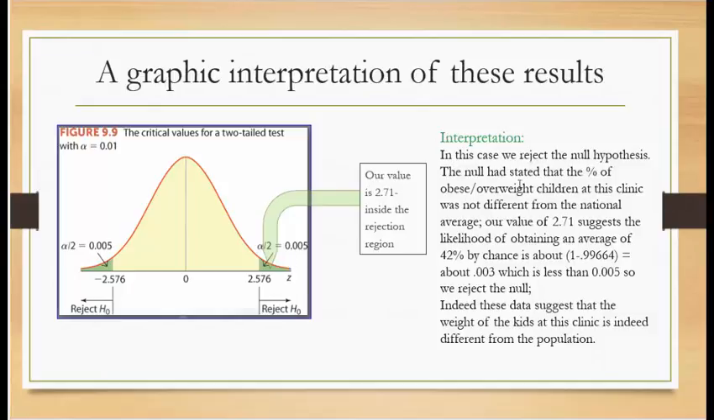Over here I wrote it out: in this case we reject the null hypothesis. The null had stated that the percent of obese children at the clinic was not different than the national average. Our value of 2.71 suggests the likelihood of obtaining an average of 42% by chance is about 1 minus 0.9964, or not very likely, 0.003, which is less than our 0.005, so we reject the null in favor of the alternative. So we could say that indeed these data suggest that the weight of kids at this clinic is different from the population.